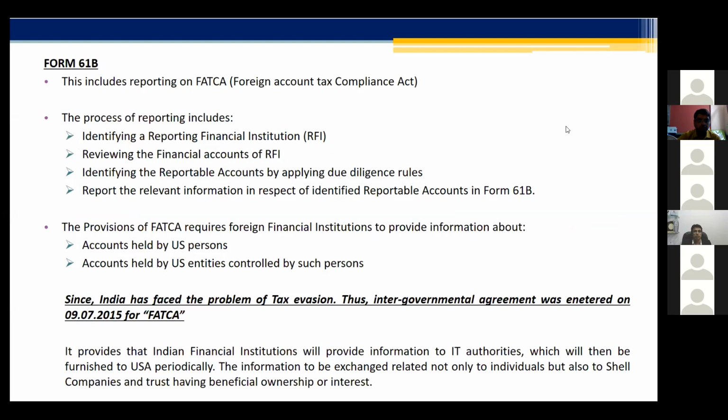Similarly, 61B includes reporting on FATCA, the Foreign Account Tax Compliance Act. This FATCA may not apply to everybody. It only applies to a certain part of banking and financial institutions. So I'll just keep it at that. It does not apply to general entities.